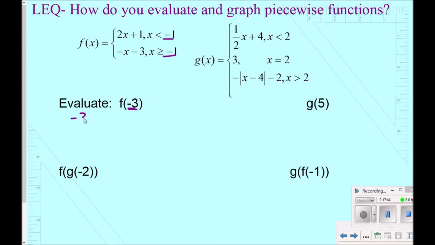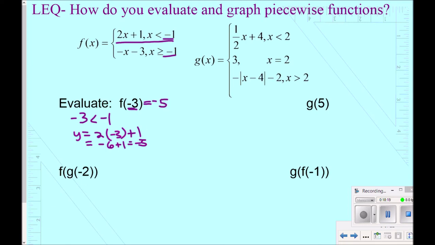Well, -3 is less than -1. So because -3 is less than -1, I'm inputting it into the top equation rather than the bottom. So for f of -3, y is equal to 2 times -3 plus 1. Again, I'm inputting that into the top equation because -3 is less than -1, not greater than or equal to. So -6 plus 1 is -5. So f of -3 is equal to -5.